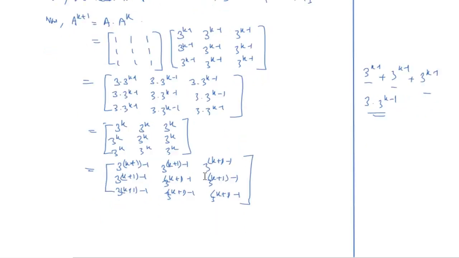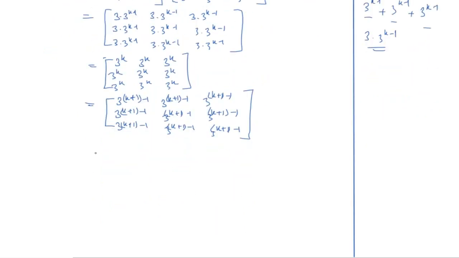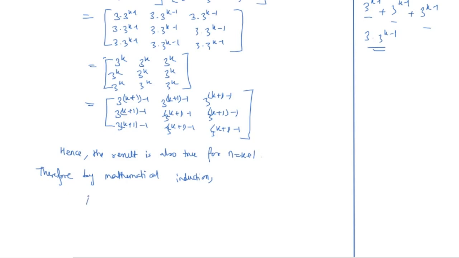Alright, so we can clearly see that A raised to the power n, for n equal to k plus 1, also holds true. So hence the result is also true for n equal to k plus 1. Therefore, by mathematical induction, A^n is equal to 3^(n-1) times A, and it is proved.